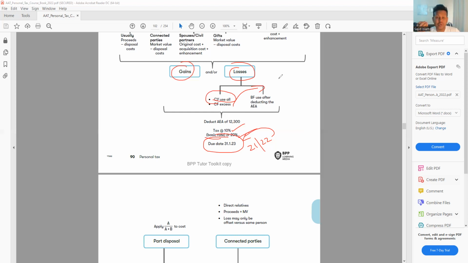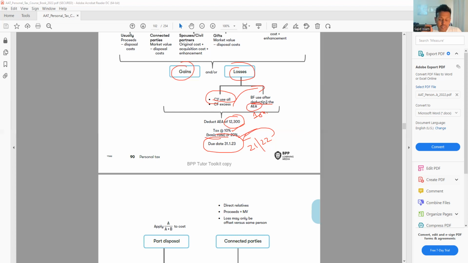That means whatever the closing losses for this year are will be the opening losses for next year. Now, next year, when we take out the loss, remember, before we take out the loss from the net proceeds, we have to subtract the AEA first. So the brought forward loss is used after deducting the AEA. AEA means annual exemption, and that is a fixed amount of 12,300. It's like a personal allowance, up to this amount you don't have to pay any capital gains tax.